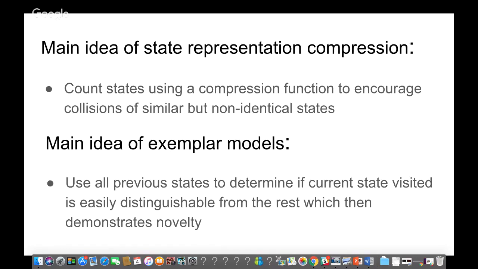Did he give examples of a compression function? Are you going to cover that? No, his idea of a compression function is perhaps you could use a model to do that, and the exemplar model to do this kind of compression. In the simplest form, you can use all of the previous states to discriminate against the current state. If the current state is easily distinguishable from the rest, then it is a new state.